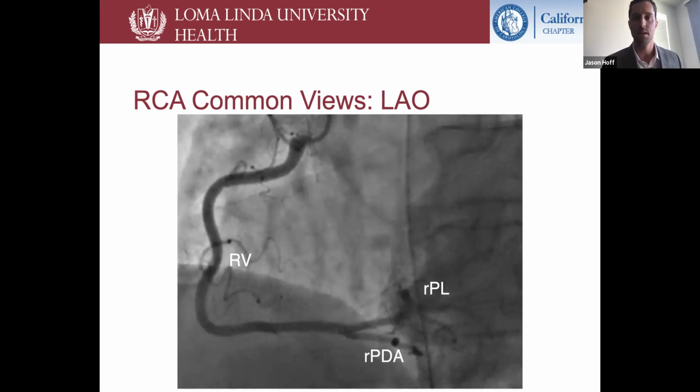Okay. So getting back to the question that was asked, how do you choose between radial versus femoral? Let's see, how do I stop sharing here? Okay.